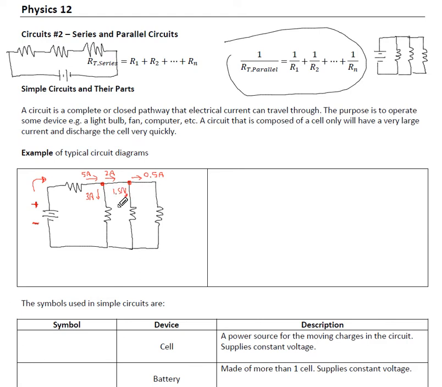Again, right now I'm just making up numbers just to show the different concepts. As these ones recombine over here, 0.5 plus 1.5, it becomes 2 again. So right here it would be 2 amps. And that 3 plus 2 will become 5 amps right here. And the amount of current passing through the battery is still 5, because current does not change as long as the path is constant.